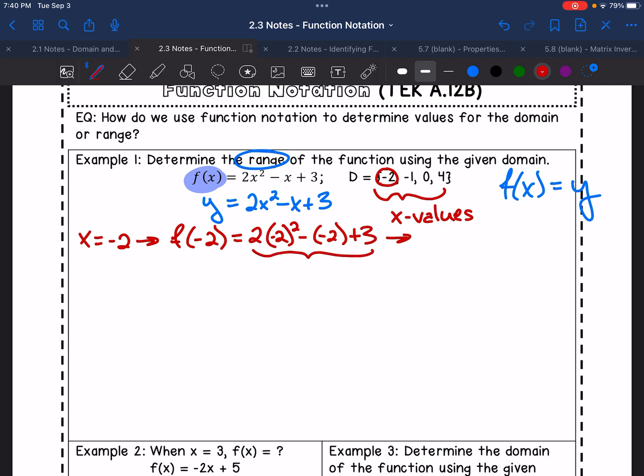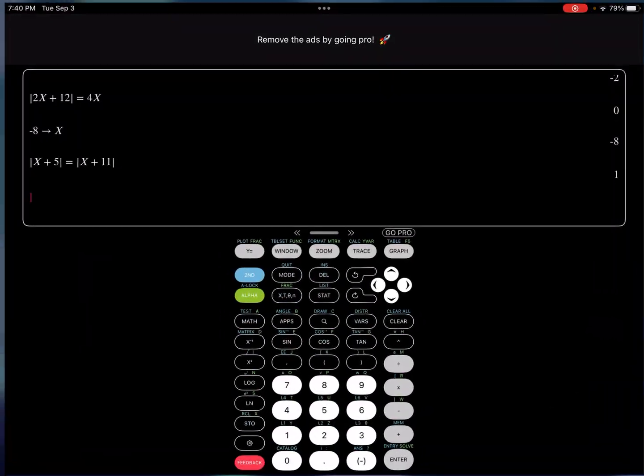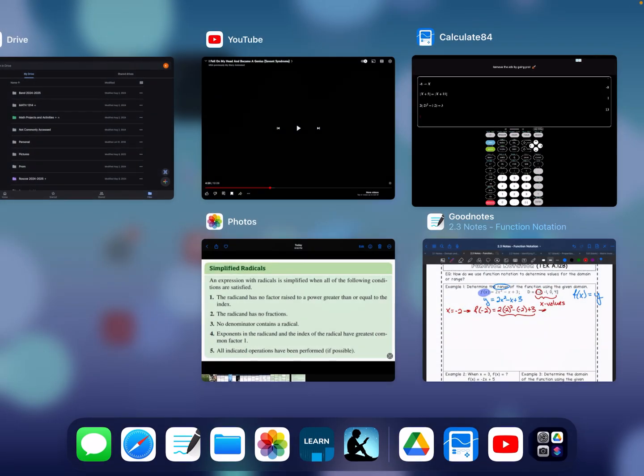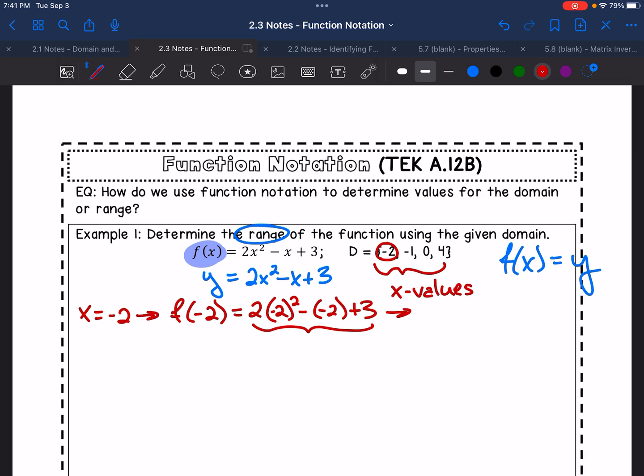And so when I type that all in my calculator, let me show you what it looks like. I'm not going to worry about typing the f of -2 part. I am going to type in 2 parentheses -2, close it, squared, minus parentheses -2, and then plus 3. And when I press enter, it tells me 13. So this is telling me that when my x is a -2, my y equals 13, right? So that's one way of doing this, going through by hand one by one.